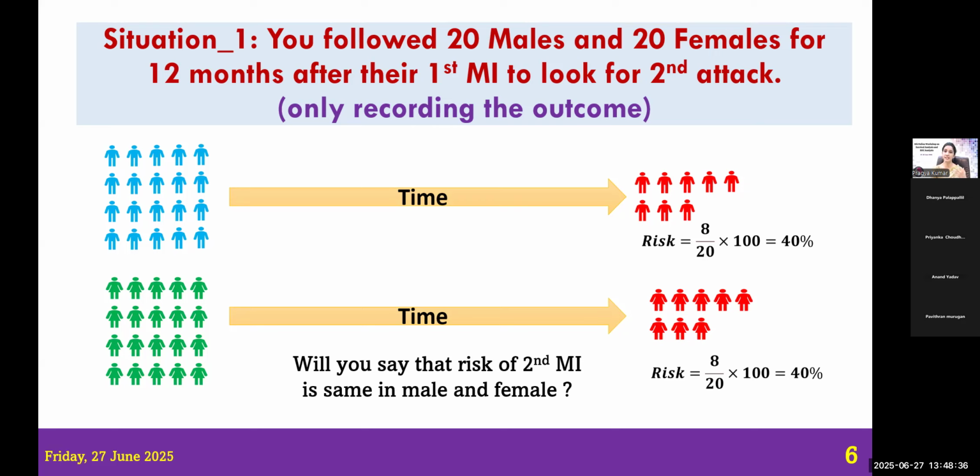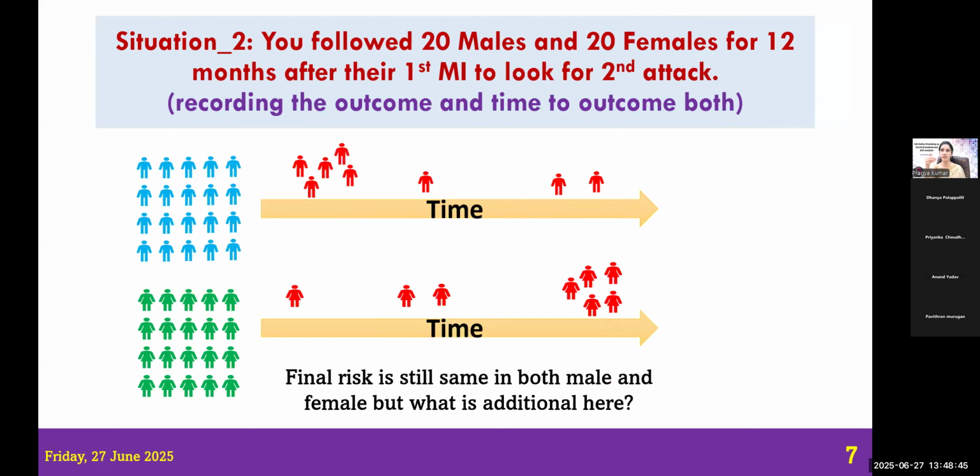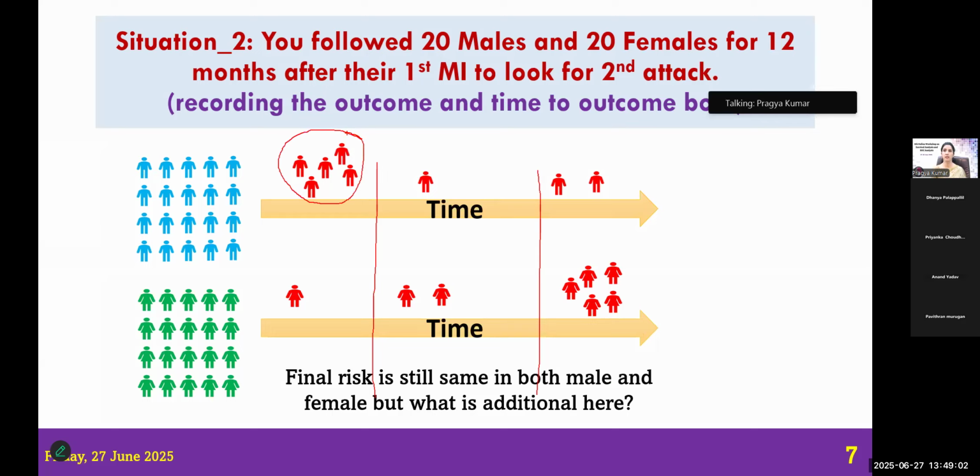Here we are only saying that the event has happened or not happened, and we can say that the risk is the same in both the groups. Now, if I show you this, where there is a time, and I divide this time into 3 parts, the first third, the middle third, and the last third, then you can see that in males, more men are developing the second MI immediately after the first MI, whereas in females, they are developing the second MI after the first MI basically towards the end of the time period.